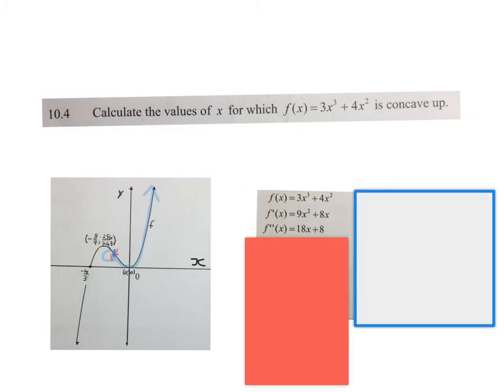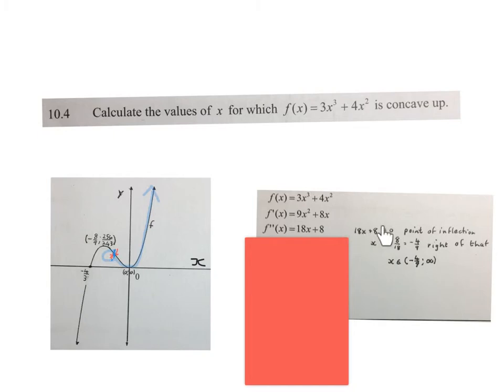Firstly, we take our original equation, work out the first derivative, that's the gradient. Second derivative gives us the point of inflection. Then you equate that to 0 to find your point of inflection, and that is x is minus 4 over 9. And right of that number. So the answer is x is an element of, not including, minus 4 over 9 to infinity is where this curve will be concave up. Stop the video and get your brain around this technique.